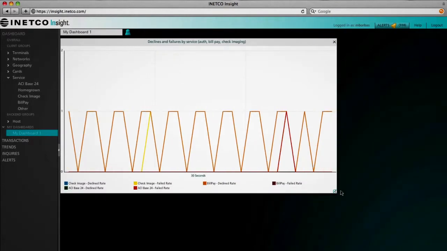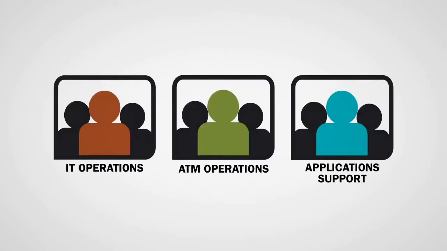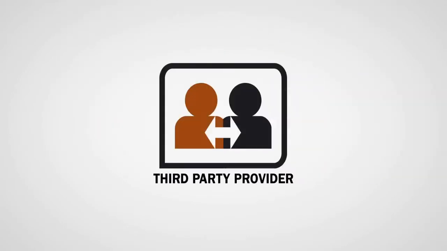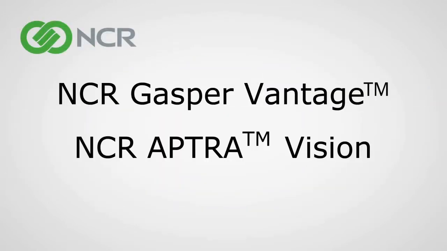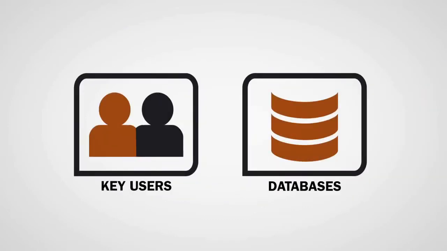Quickly prioritize issues based on business impact and assign the correct dispatch, IT team, or third-party service provider. Alerts can be forwarded to ticketing or management consoles such as NCR's Gasper Vantage or AptureVision, emailed to key users, and written to a database for longer-term analytics and faster problem resolution.